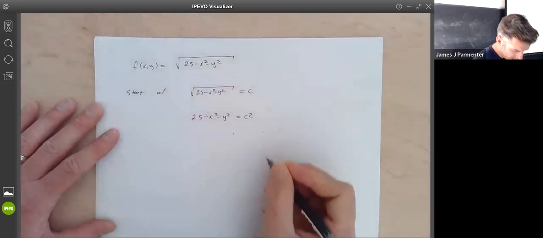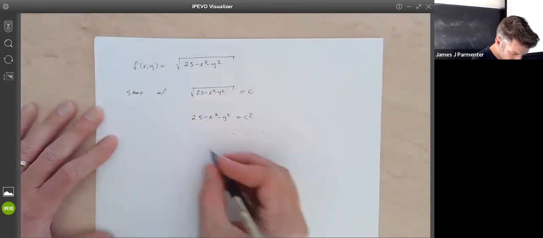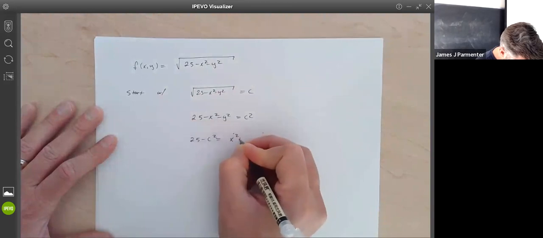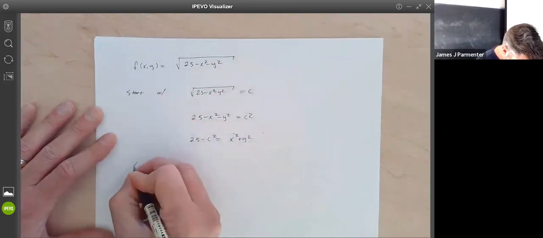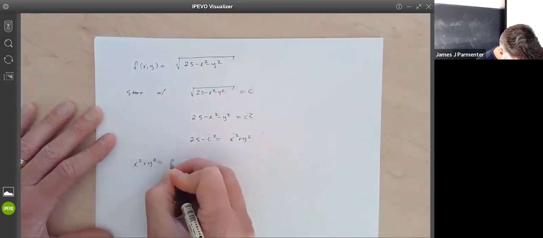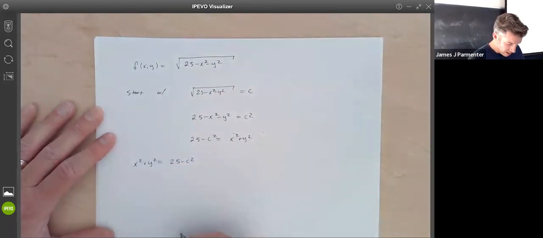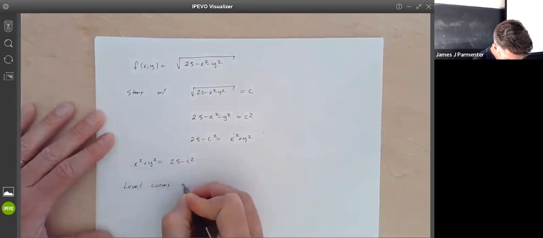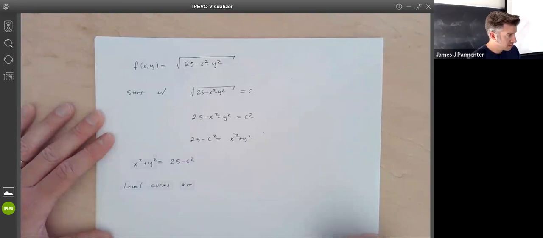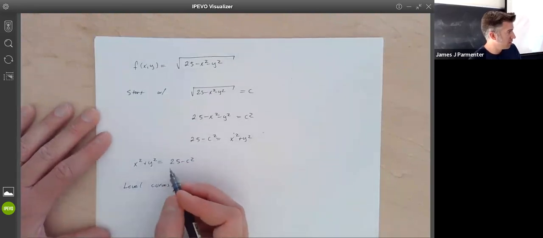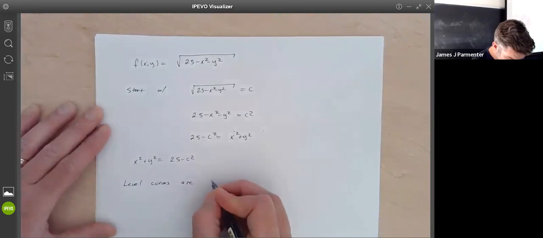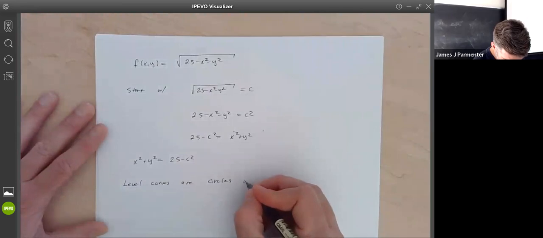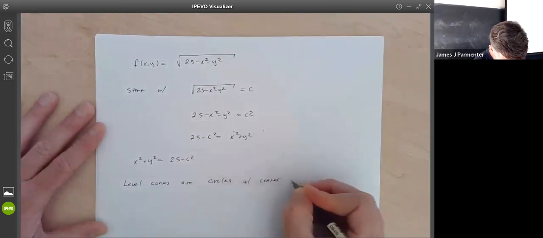and then isolating the x squared plus y squared so that 25 minus c squared equals x squared plus y squared. So if I've got x squared plus y squared equal to 25 minus c squared, I know that my level curves are going to be what kind of shape? Well, if I've got x squared plus y squared equal to a number, I'm going to have a circle with a center of 0, 0.